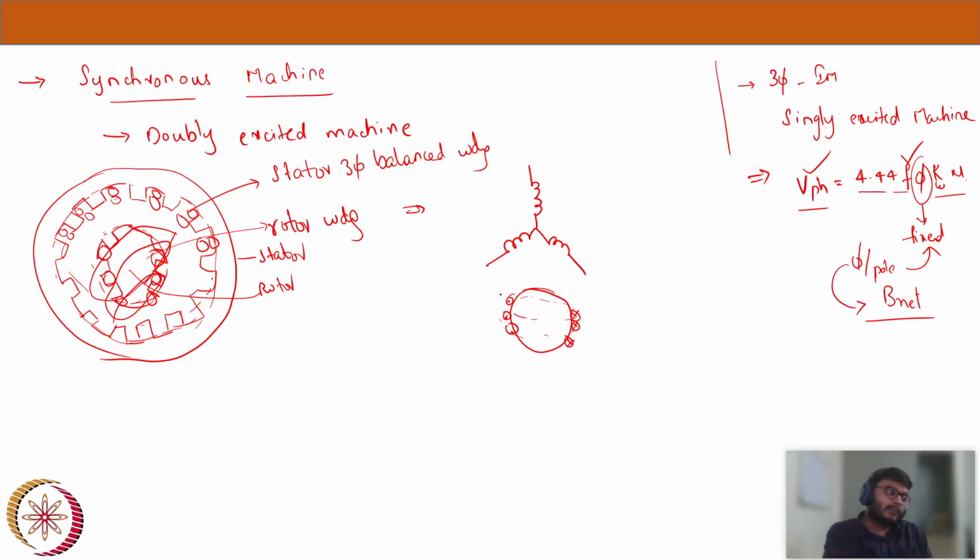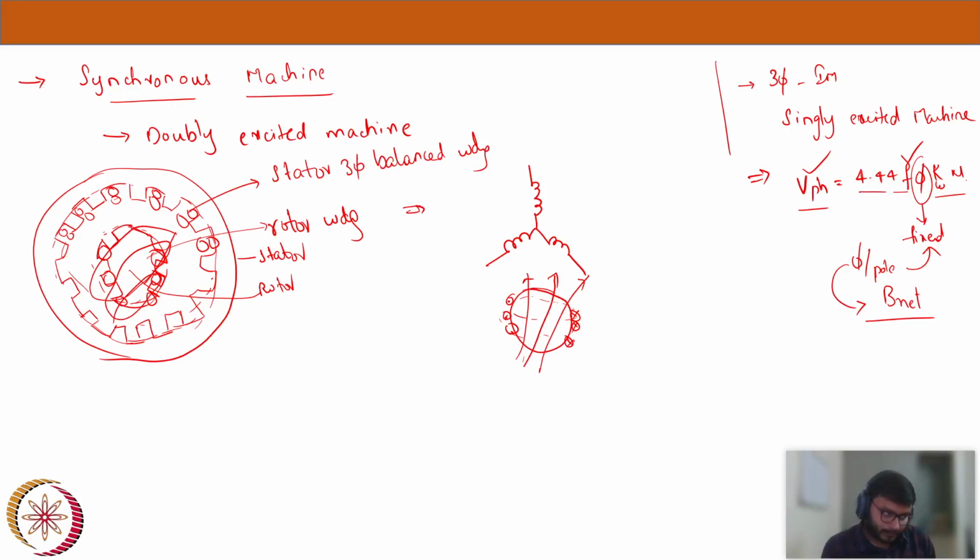Now if we pass DC current through the rotor winding such that I get a cross here and also a dot here, how would my lines of force be? Using the thumb rule we can say that here the current is going in and here the current is coming out, pointing towards my thumb. So my lines of force will be in this way, right? And this is the stator winding.